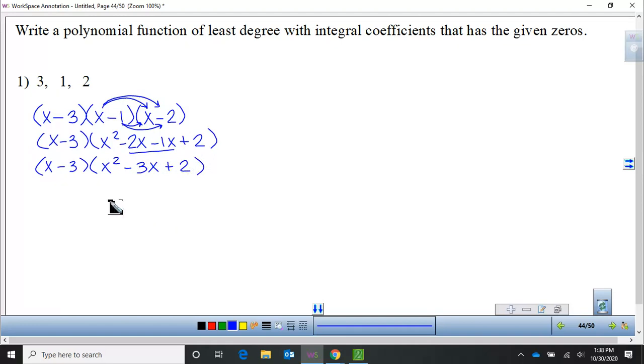Now that I've done that, I will multiply my binomial times my trinomial. Again, I'm going to use a double distribution. I'll take the x term, multiply it times all 3 terms. That gives me x cubed, negative 3x squared, and positive 2x. Now I'll go back, take the negative 3, and do the same thing.